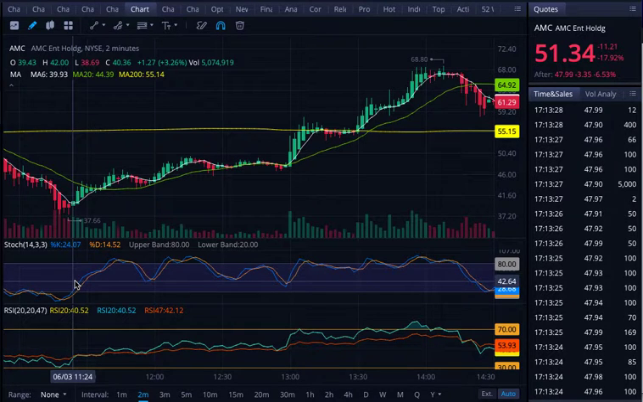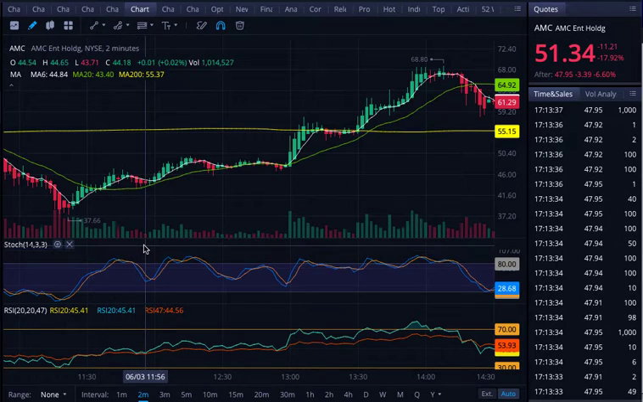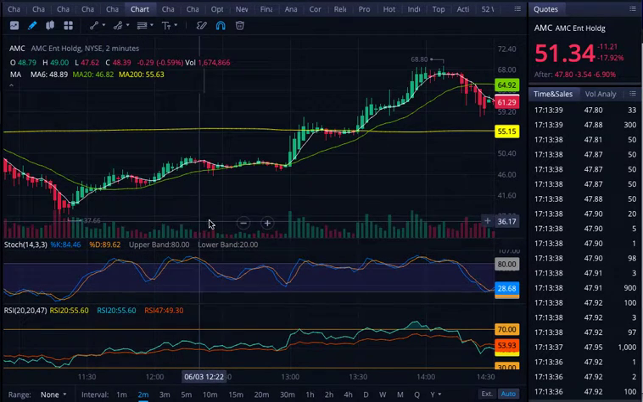Do not listen to the news. Do not listen to people. Stick to what is being shown to you with the indicators. Follow the indicators. All of these candles here are being placed every 2 minutes.